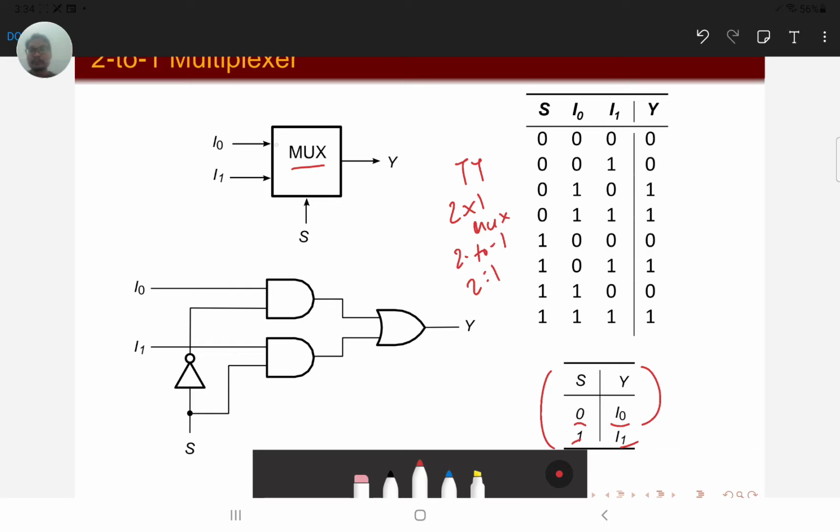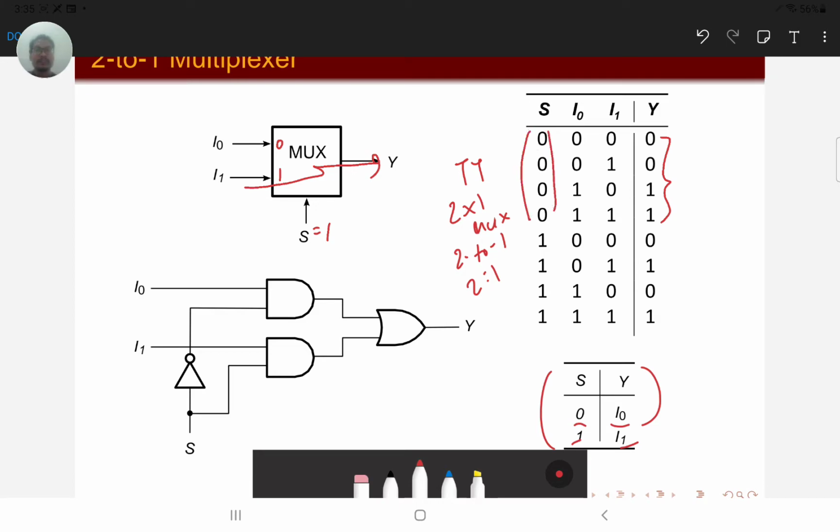So for example here, we have 0, 1 here, and here is the output. If s equals 0, then whatever is on I0, if it's a 1, then y equals 1. If I0 equals 0, y equals 0. Similarly, if s equals 1, here is a 0, 1 selector, then y takes the value of I1, whether it's a 1 or 0. So we can see in the truth table that our output y takes its value based on the value of s.